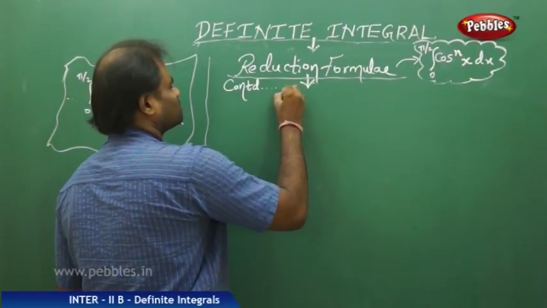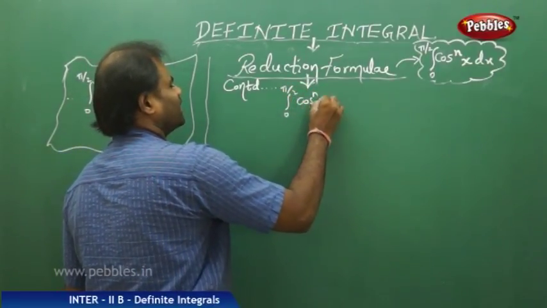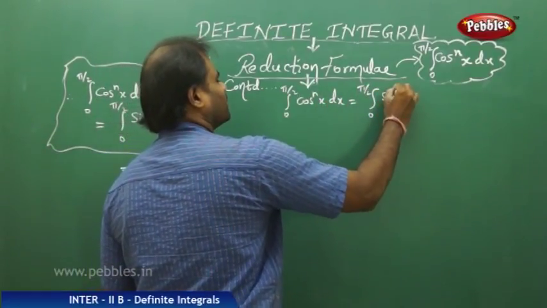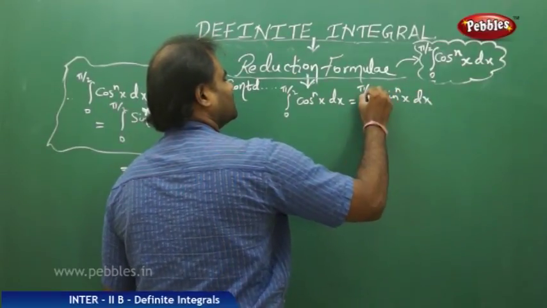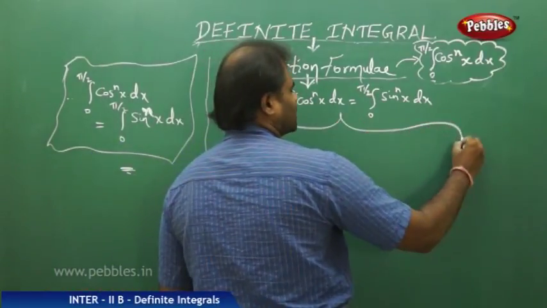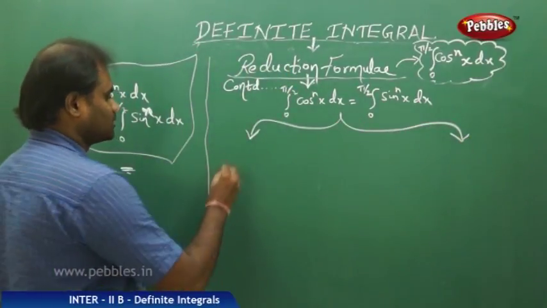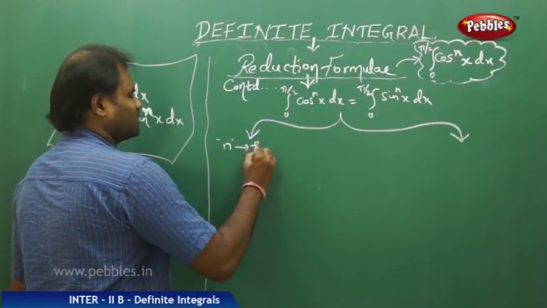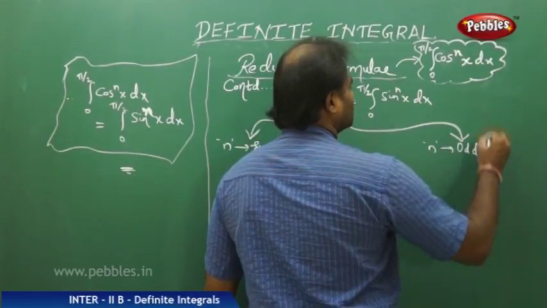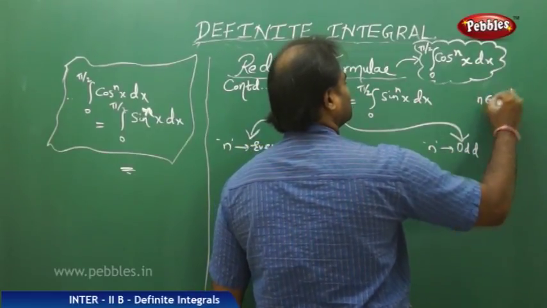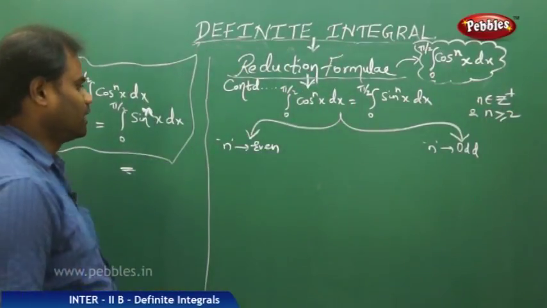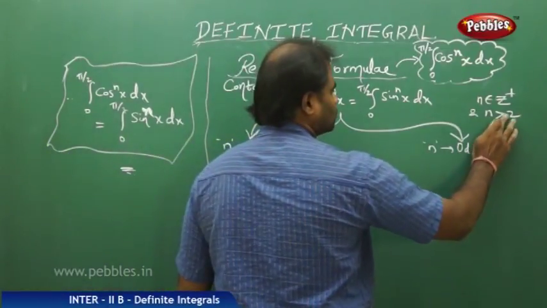Therefore, since integral 0 to pi by 2 of cos power nx dx is equal to integral 0 to pi by 2 of sine power nx dx, we have the same formula which we derived for sine as that for cos. That is, if n is even and if n is odd, where n belongs to Z plus and n is greater than or equal to 2, then we have this formula.